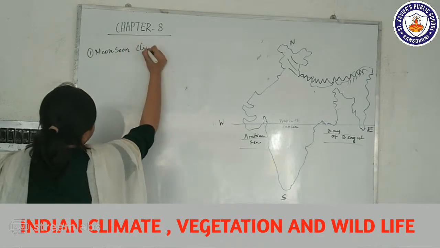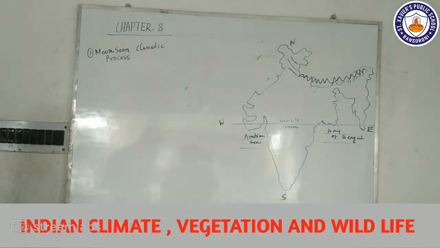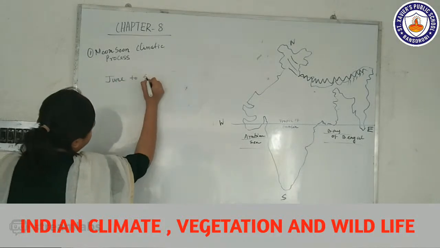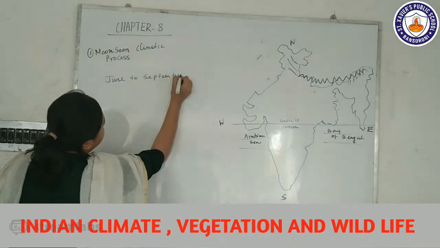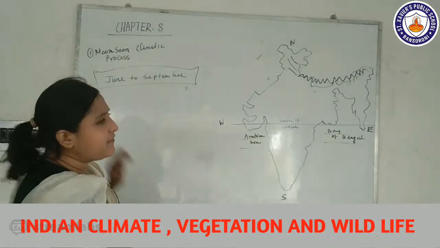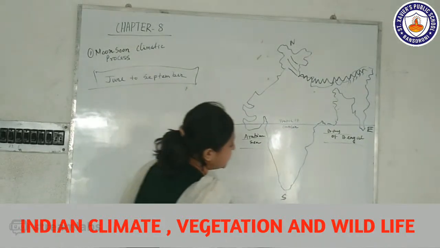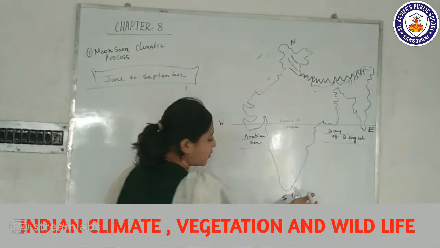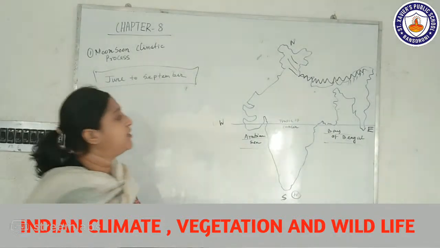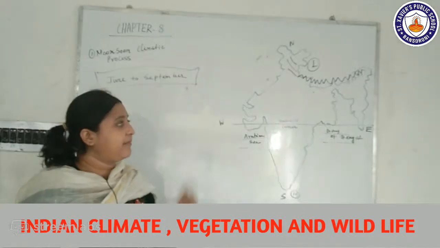The monsoon climatic process. Between June to September, just remember the months, June to September. It's a very vital time. At the beginning of June, high pressure is developed. Very important thing: the high pressure develops over the Indian Ocean, and the low pressure is developed over the Tibetan Plateau or the Himalaya mountain region, right?